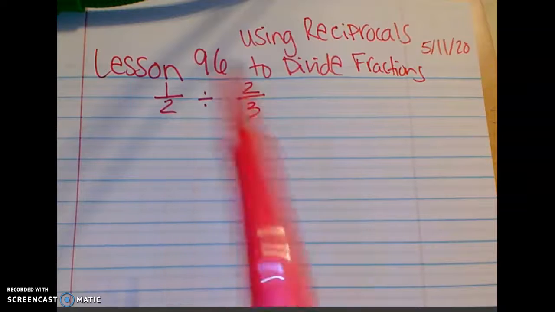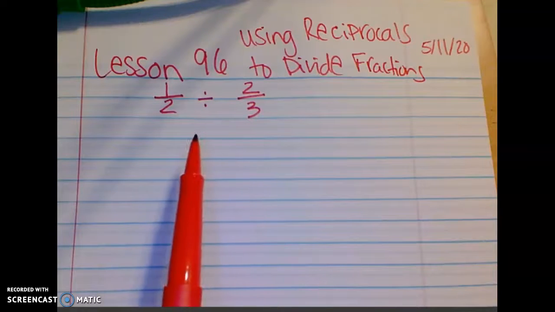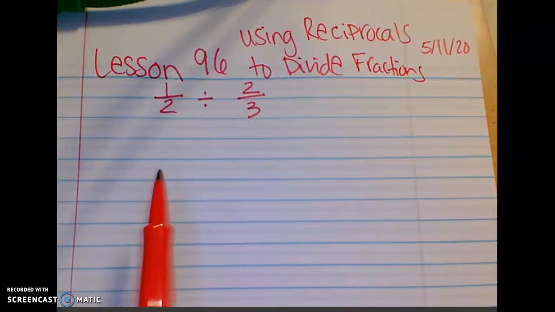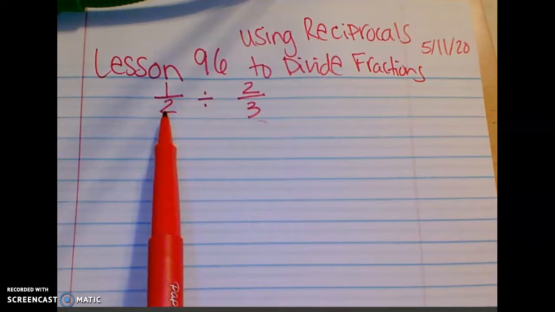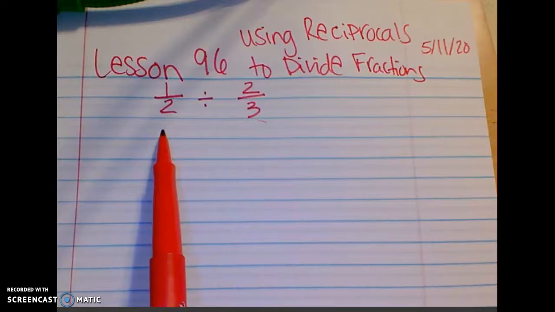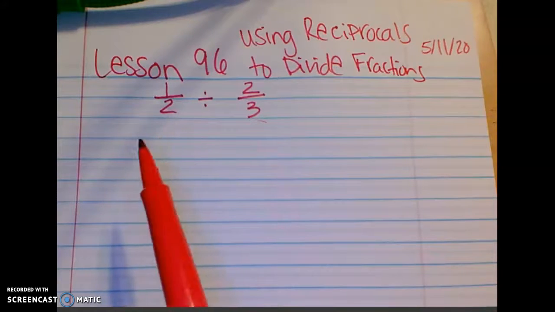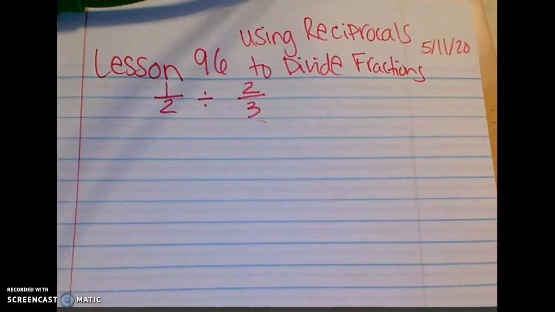Alright, so let's look here. We have 1/2 divided by 2/3. And reciprocals can help us solve division problems like this. When we're looking at this problem, this means how many 2/3 are in 1/2. However, since 2/3 is more than 1/2, the answer is obviously going to be less than 1. So then we change the question to how much of 2/3 is in 1/2.